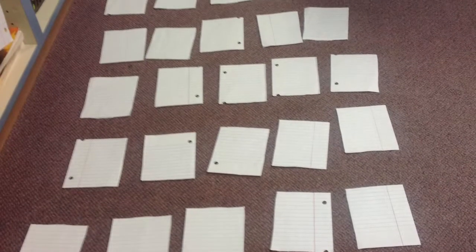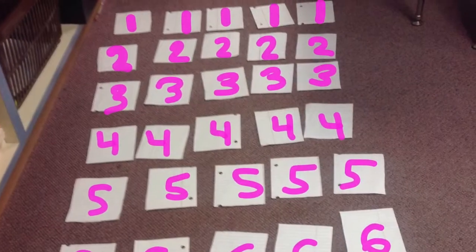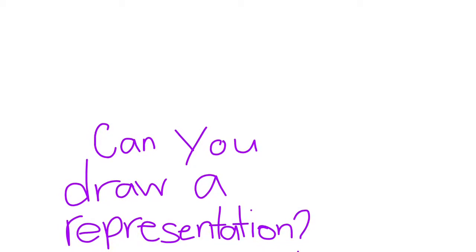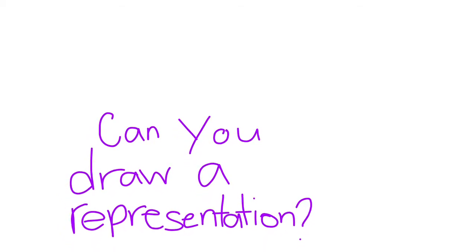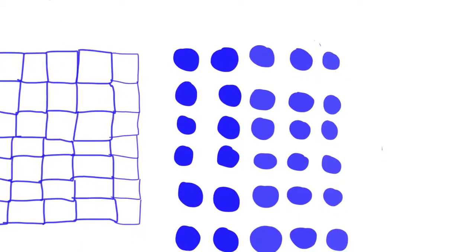This is 7 groups of 5. Here are the groups. There are 7 groups of 5 pieces of paper. Can you draw a representation of 7 times 5? Please pause your movie and draw. This is a representation of 7 times 5.